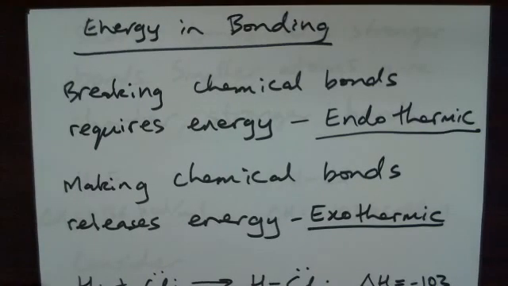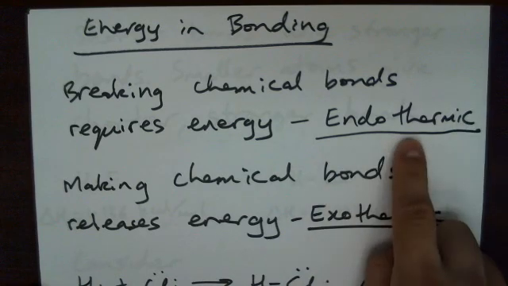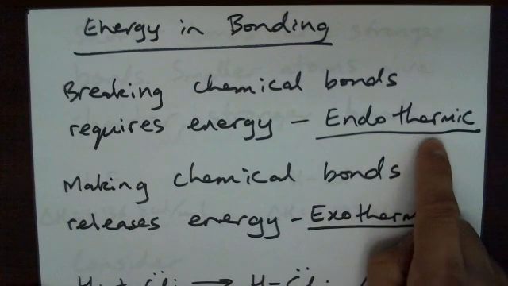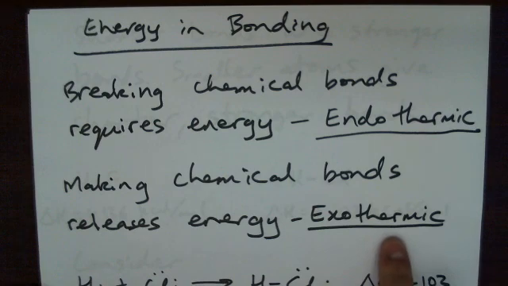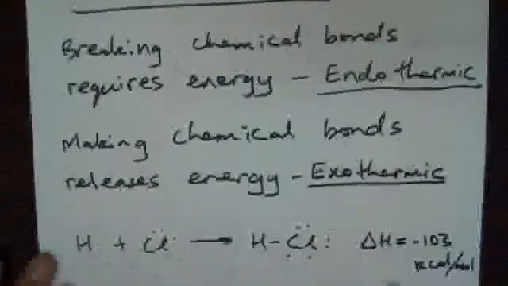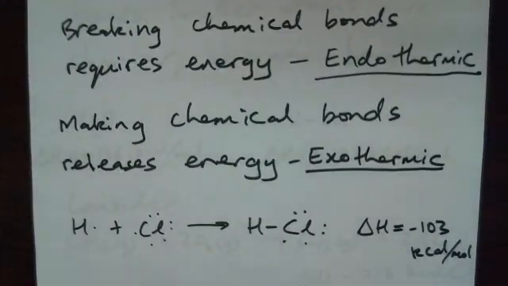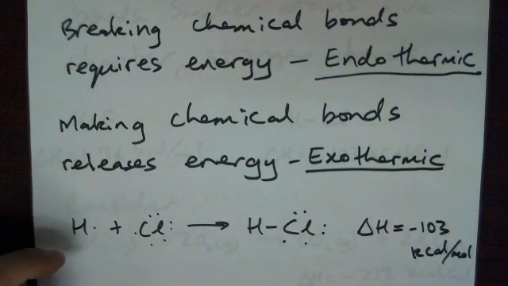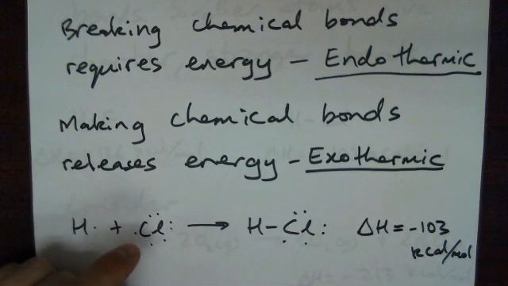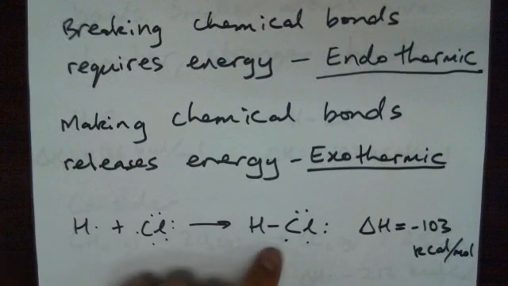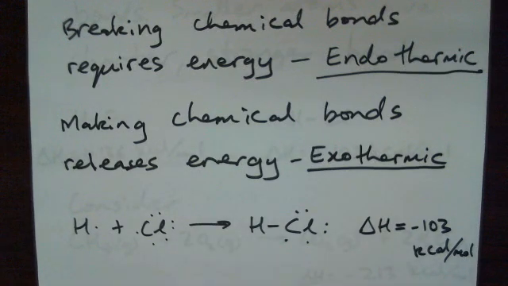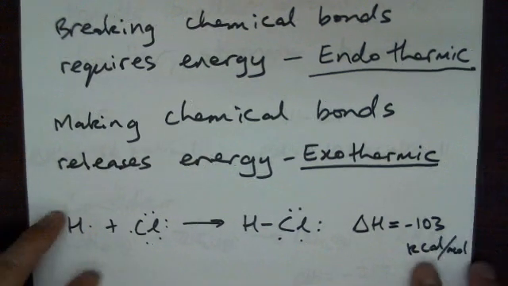They're hopefully pretty easy to remember. Usually endothermic means that heat will have to be absorbed, and exothermic means that heat is released. So if we have a look at an example with, say, a hydrogen and a chlorine coming together to form hydrogen chloride, the heat released is 103 kilocalories per mole.